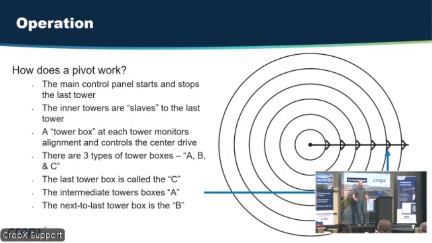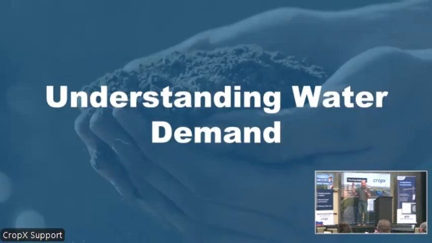So these are little things that if you ever hear guys talk about, did you start it in the other direction? That's why they're asking. They're identifying issues by asking you very simple questions. So that's basically how a machine works, right? As the end tower starts, everything else keeps up, and we can control the speed of the machine, right? And that's about the most we're going to get into how a pivot works. I want to save some time at the end if anybody has any questions, okay?